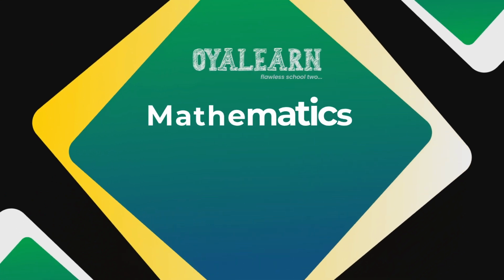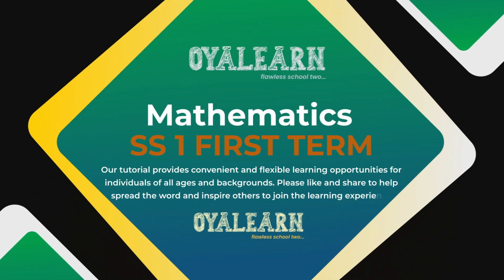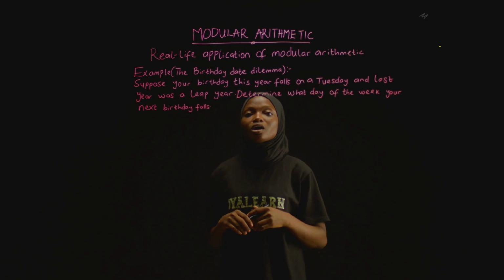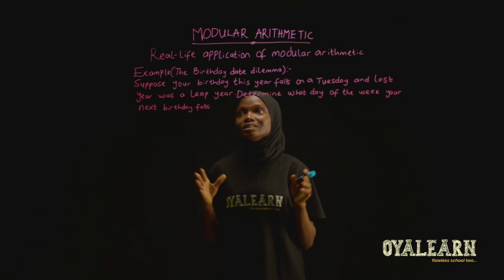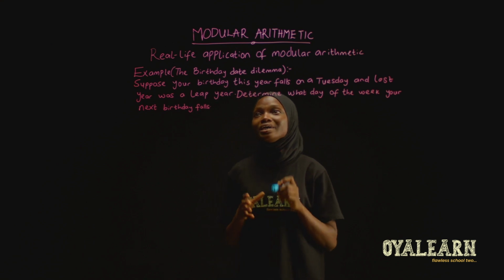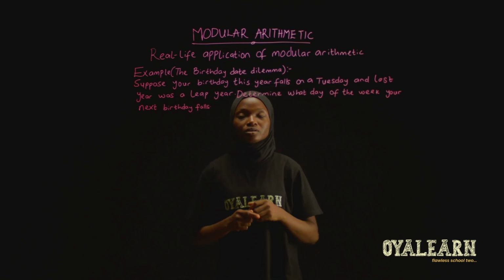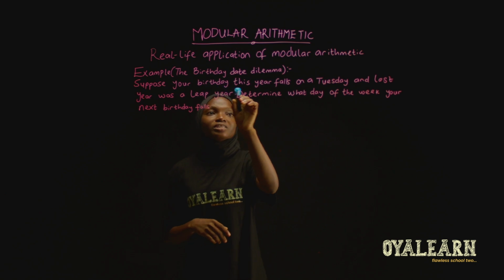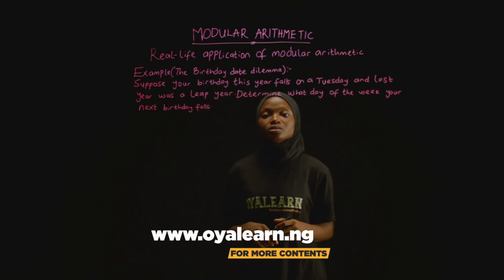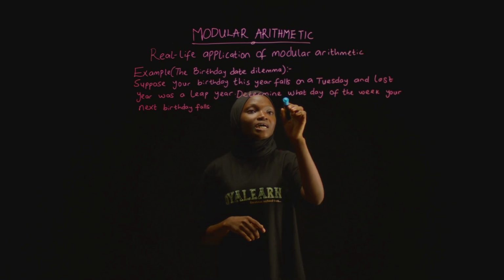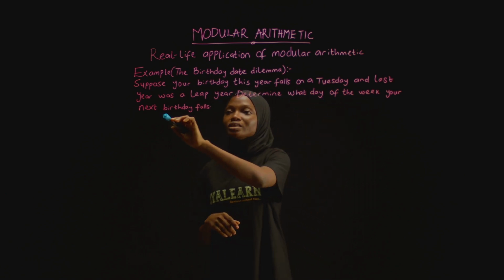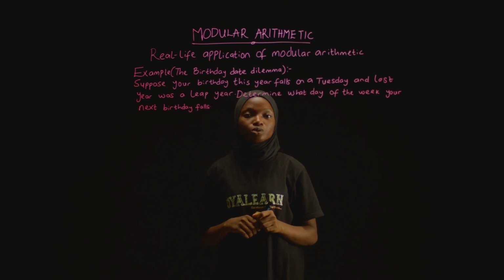At the beginning of this topic, we talked about how we can use modular arithmetic to figure out the day of the week your next birthday is going to fall. And this is the example, which I call the birthday date dilemma. Suppose your birthday this year falls on a Tuesday and last year was a leap year. Determine what day of the week your next birthday falls.